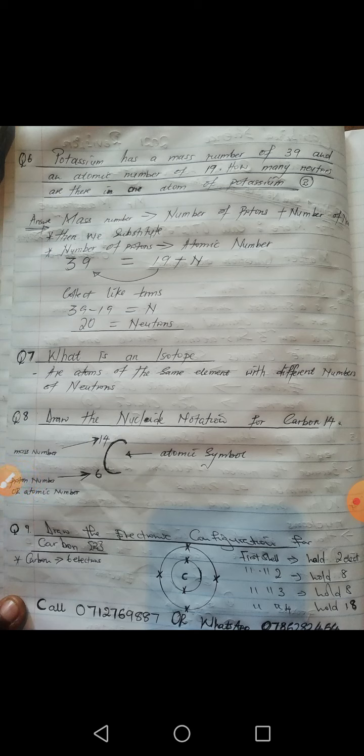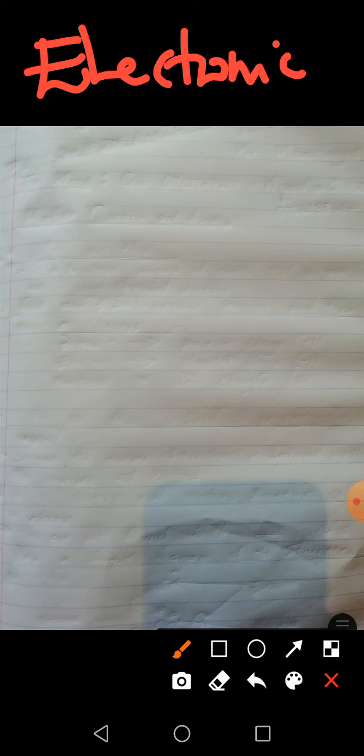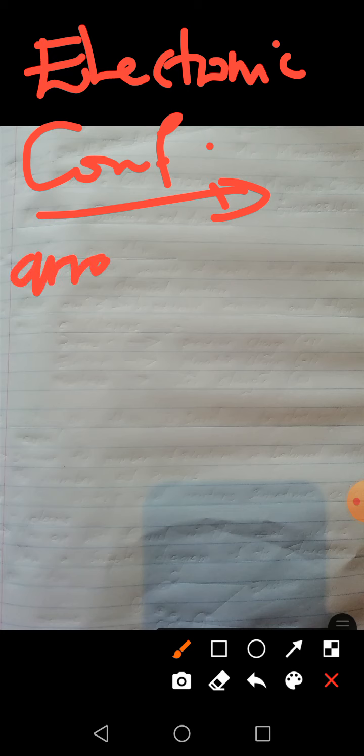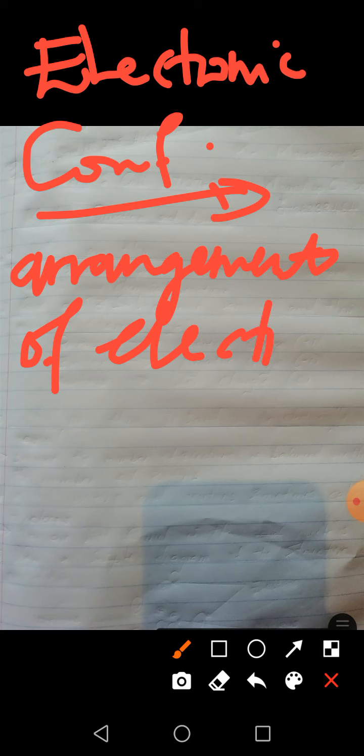Our next question says, draw the electronic configuration for carbon. Right, I'm going to explain what is electronic configuration for carbon. Electronic configuration. What is it? It is the arrangement of electrons in shells. The arrangement of electrons in shells or electron shells.